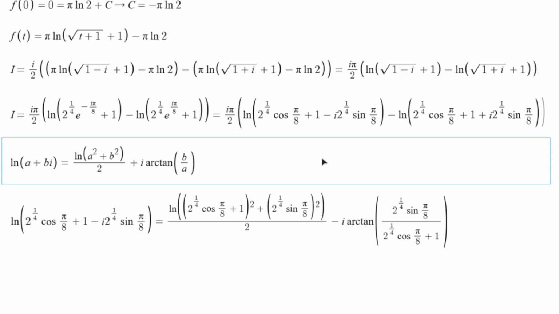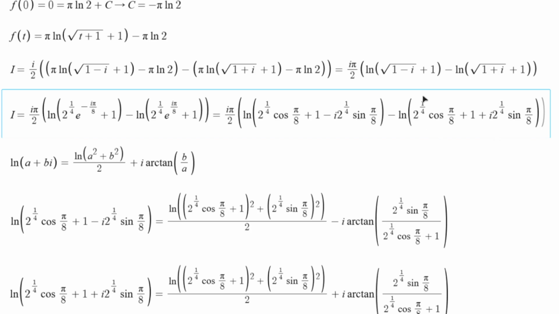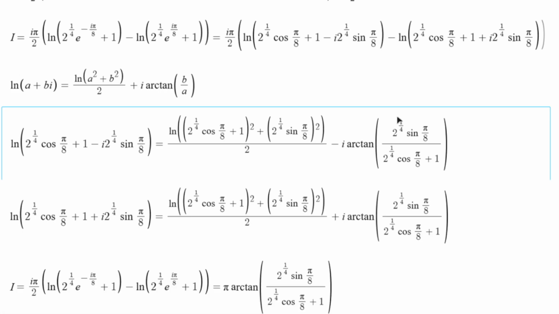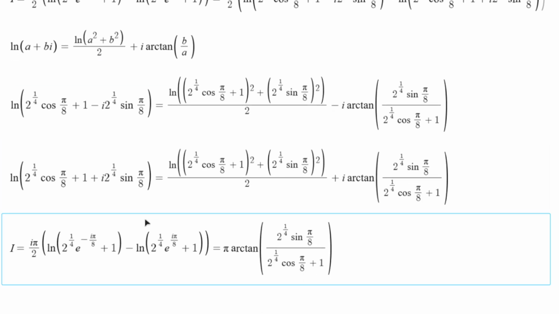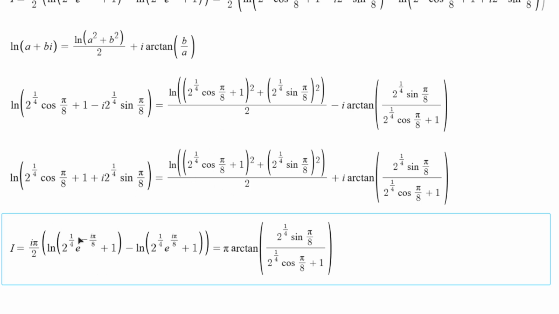All we're doing is using this formula right here on this right here, where our A is this and our B is minus this. And then, of course, we're going to do the same thing for the natural log of this expression, where our A is this and our B is this part right here. So now we have this is equal to this and this is equal to this, plugging them back into our expression for I, and we get this. So our I is now just equal to this natural log minus this natural log.